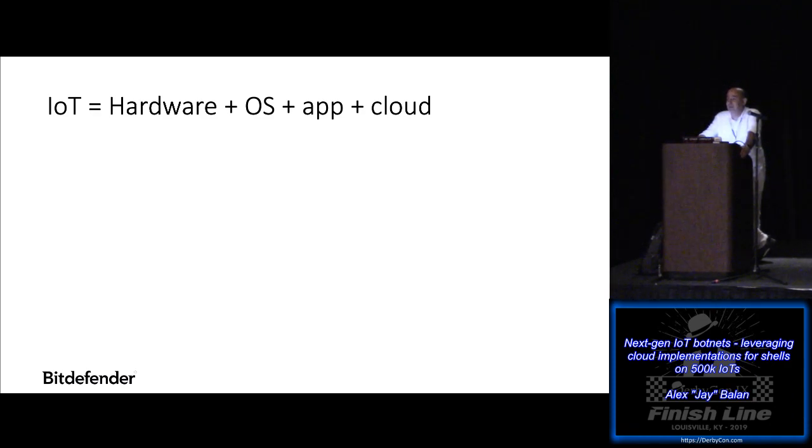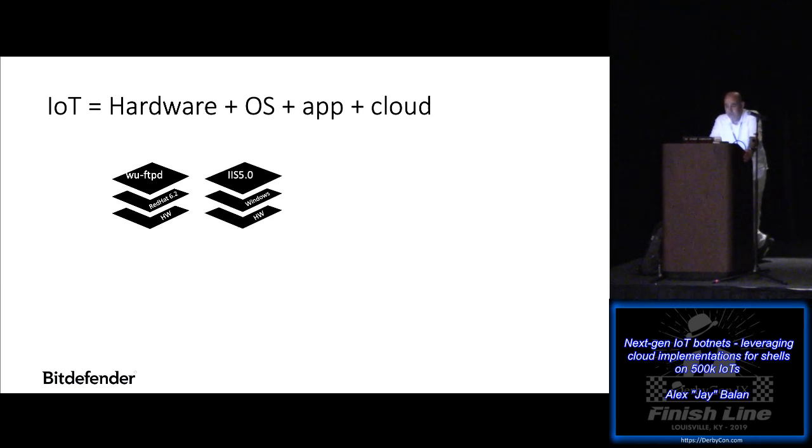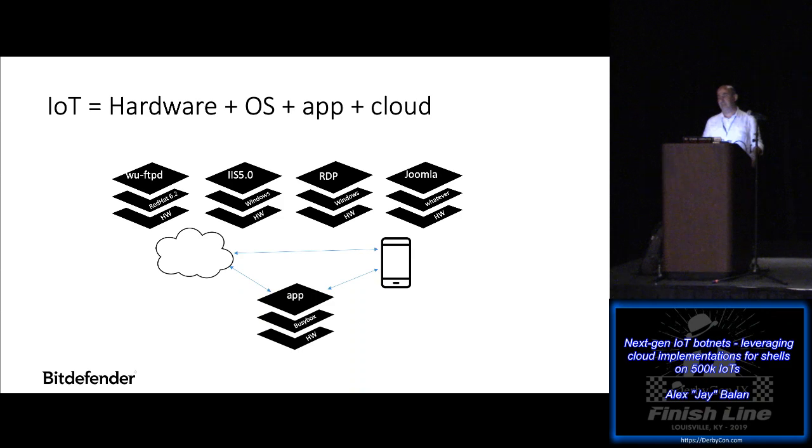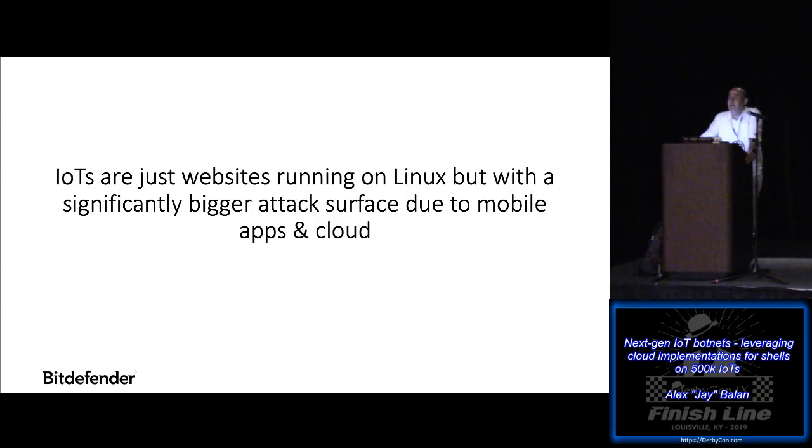Not bad, not bad. Because essentially we have these stacks, like, if you remember vsFTPd, Red Hat 6.2, and hardware as a stack, or hardware plus Windows operating system IIS 5.0, or hardware plus Windows plus RDP, and so on and so forth. In the IoT case, we also have a mobile app and a cloud, which essentially expands the attack surface by a lot.